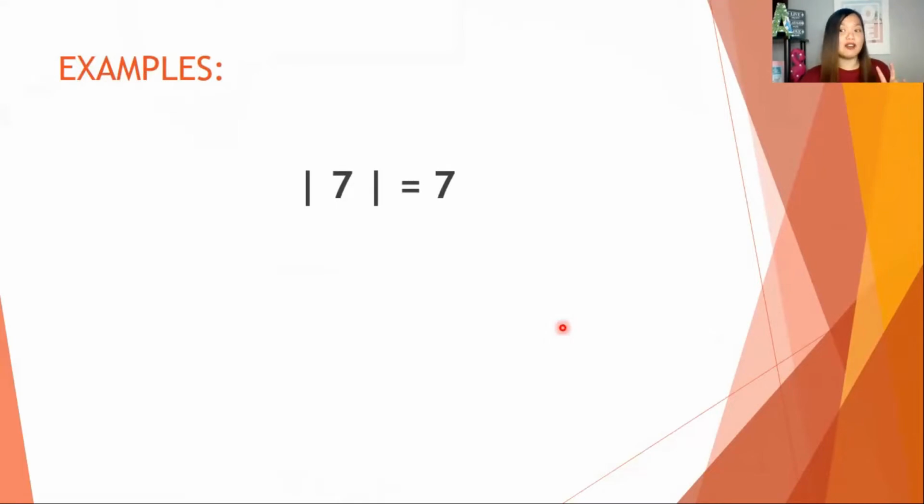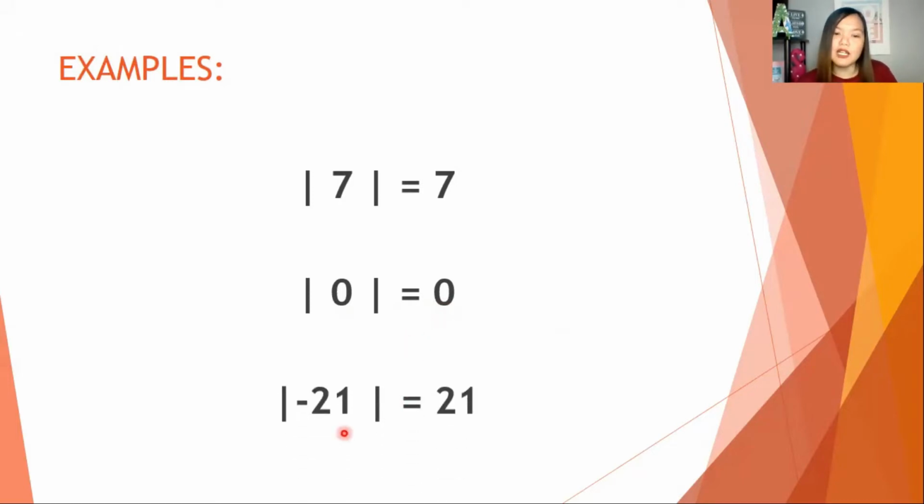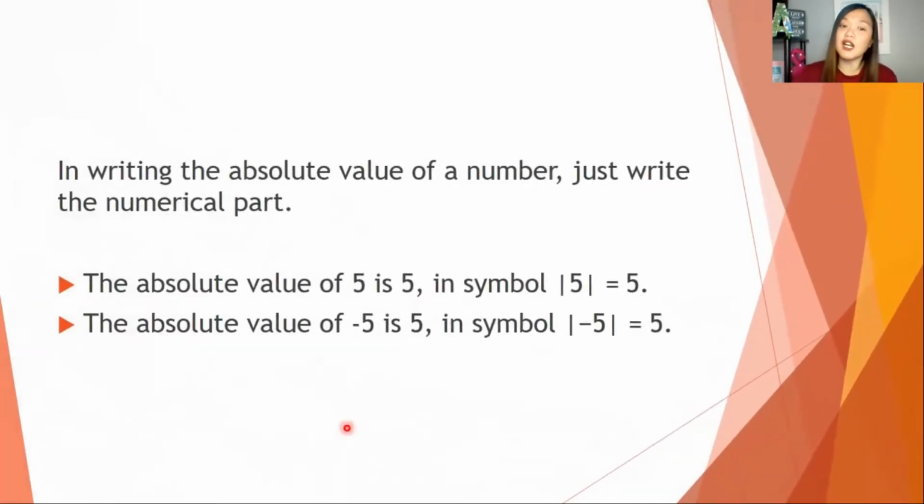Okay, so let's have examples for that. You have 7. The absolute value of 7 is 7. The absolute value of 0 is 0. And the absolute value of negative 21 is 21. Ganun. In writing the absolute value of a number, just write the numerical part. So, for example, this one, the absolute value of 5 is 5. In symbol, ganito. Ganon din sa negative 5. Just write the numerical part.